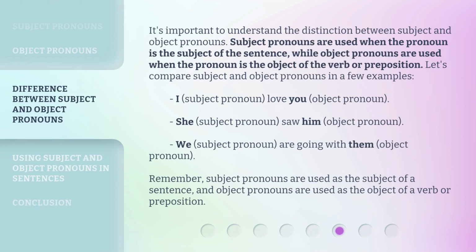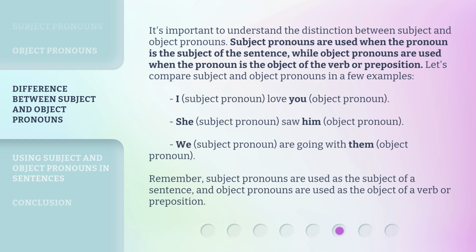It's important to understand the distinction between subject and object pronouns. Subject pronouns are used when the pronoun is the subject of the sentence, while object pronouns are used when the pronoun is the object of the verb or preposition. Let's compare subject and object pronouns in a few examples.